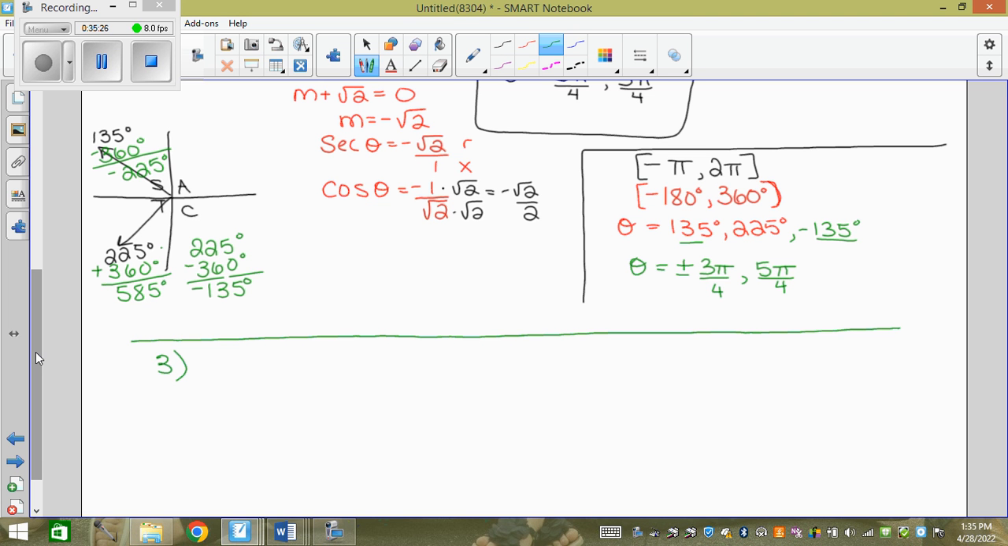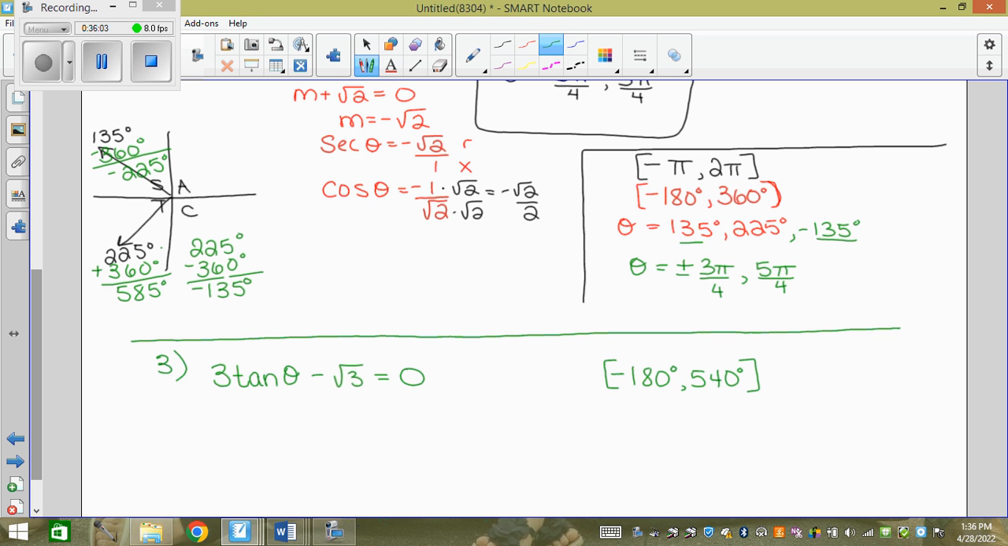What if I give you 3 tan theta minus root 3 equals 0, and I want it from negative 180, square bracket, to 540.